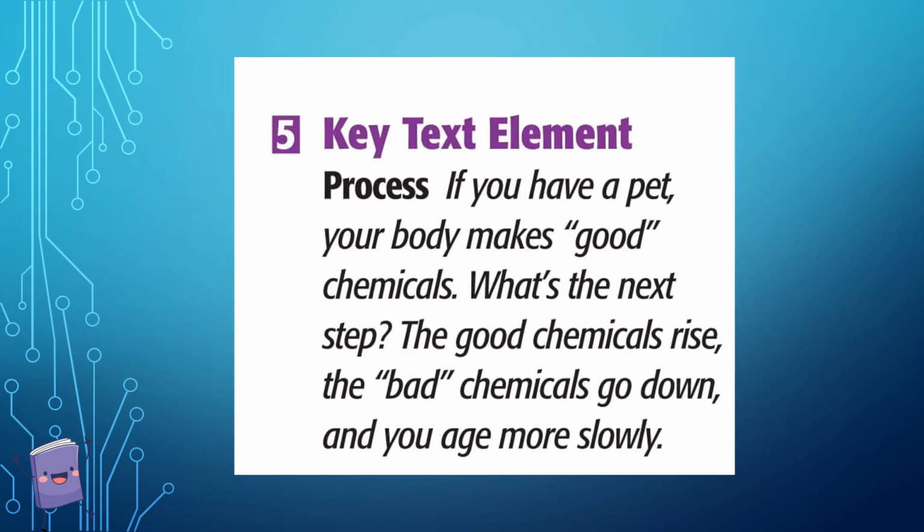Now, key text element number 5 is process. As we mentioned earlier, we need to know how things happen. For example, if you have a pet, your body makes good chemicals. What's the next step? The good chemicals rise, the bad chemicals go down, and you age more slowly.